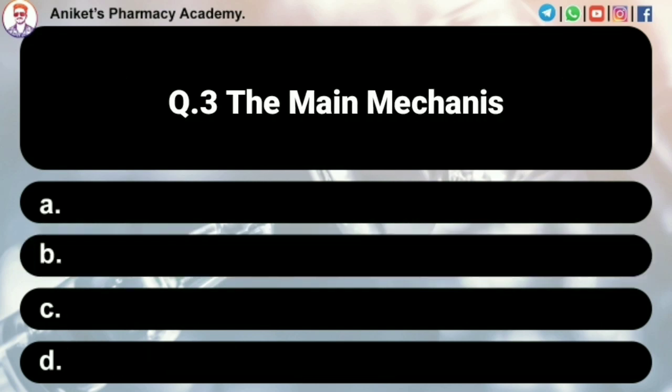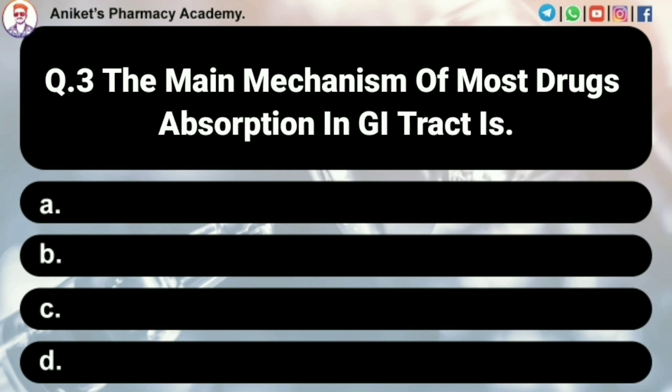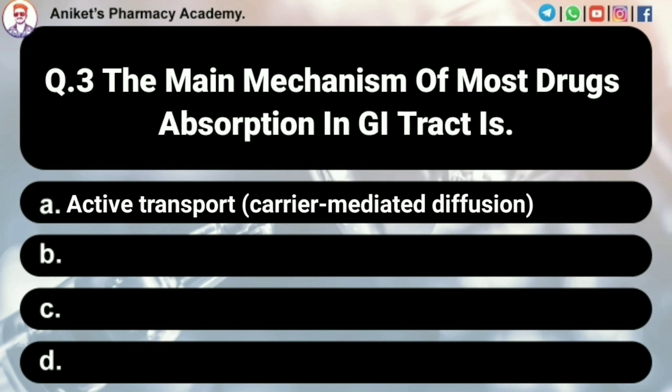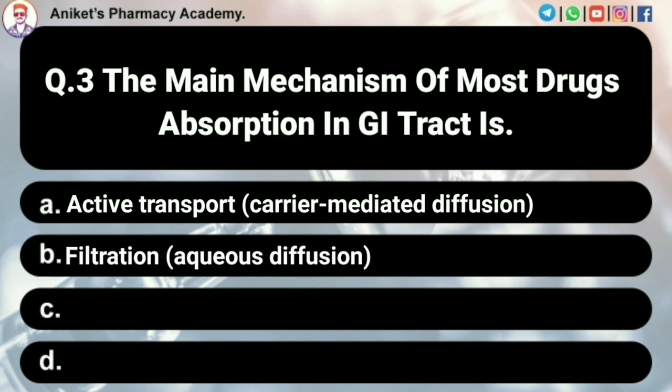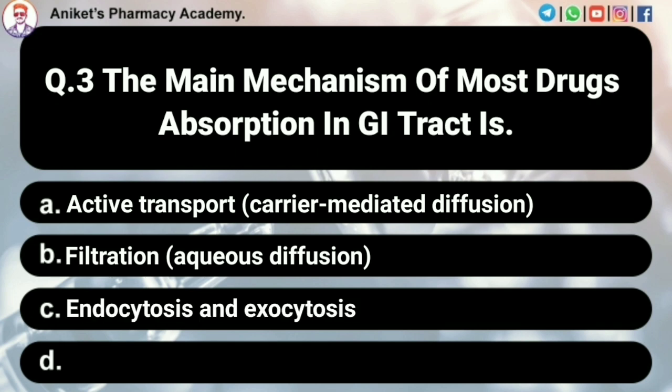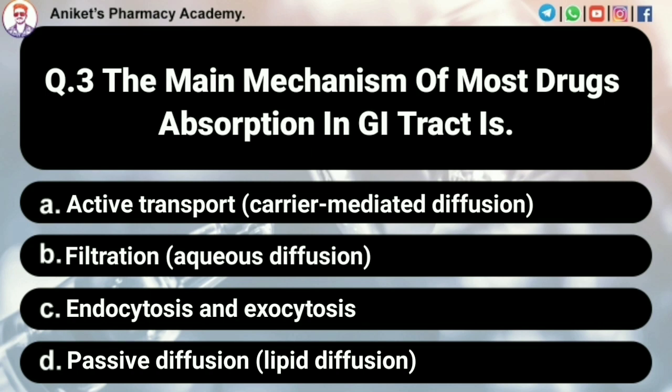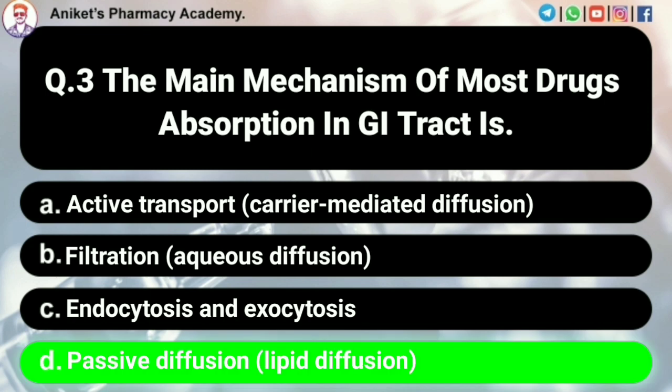Question number 3. The main mechanism of most drugs' absorption in GI tract is A. Active transport, carrier-mediated diffusion. B. Filtration, aqueous diffusion. C. Endocytosis and exocytosis. D. Passive diffusion, lipid diffusion. Answer is D. Passive diffusion, lipid diffusion.